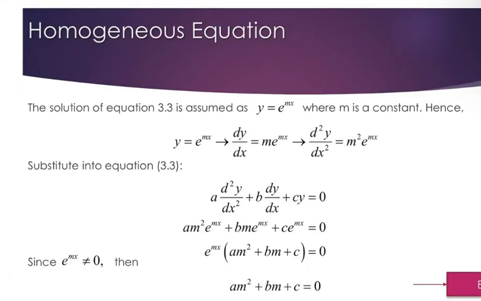If we have the equation 3.3, the homogeneous equation a d squared y over dx squared plus b dy over dx plus cy equal to 0, in general, the solution is y equal to e to the power mx, where m is a constant. So this is our solution.